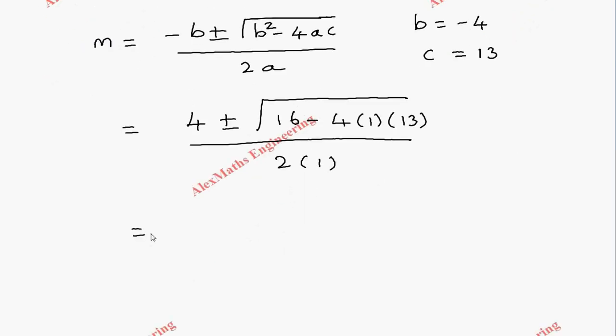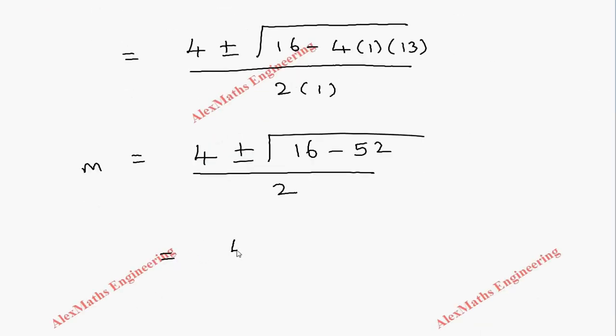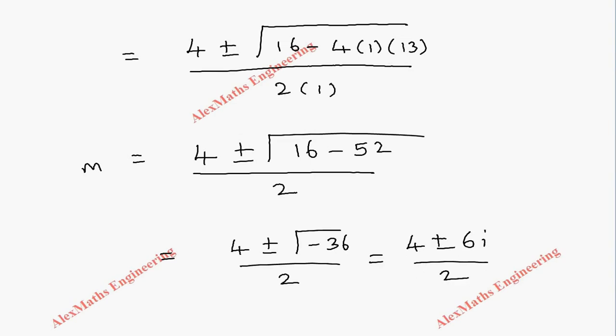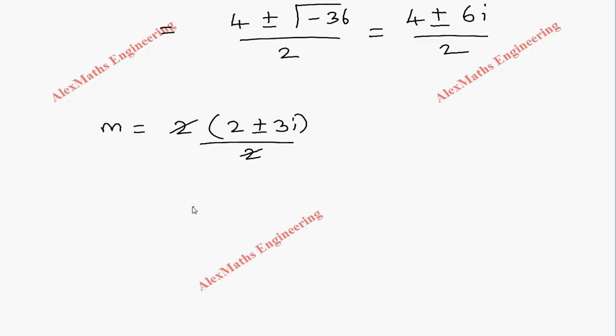So totally the value of m is (4 ± √(16 − 52)) / 2. We get −36 inside the root. So (4 ± √−36) / 2, which is nothing but (4 ± 6i) / 2. By taking 2 common in the numerator, we get 2(2 ± 3i) / 2. After cancelling, the value of m is 2 ± 3i.